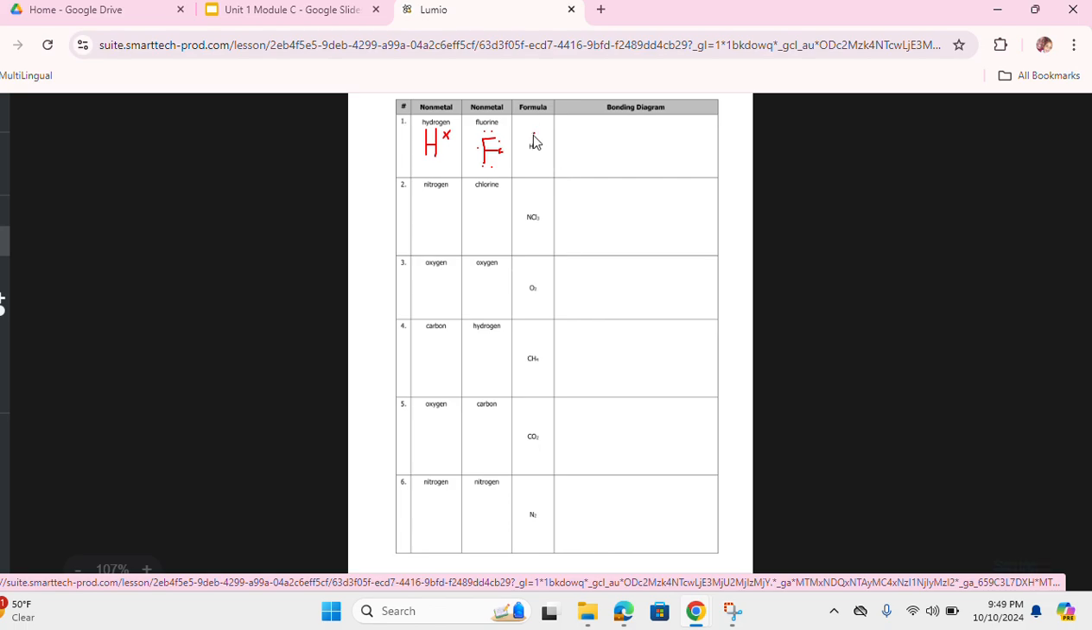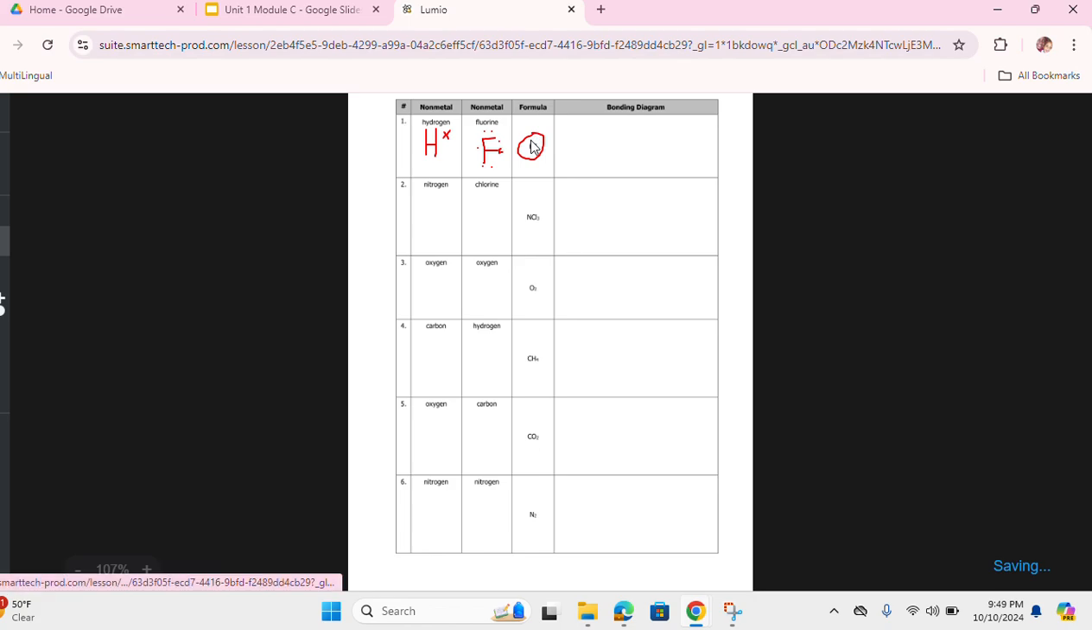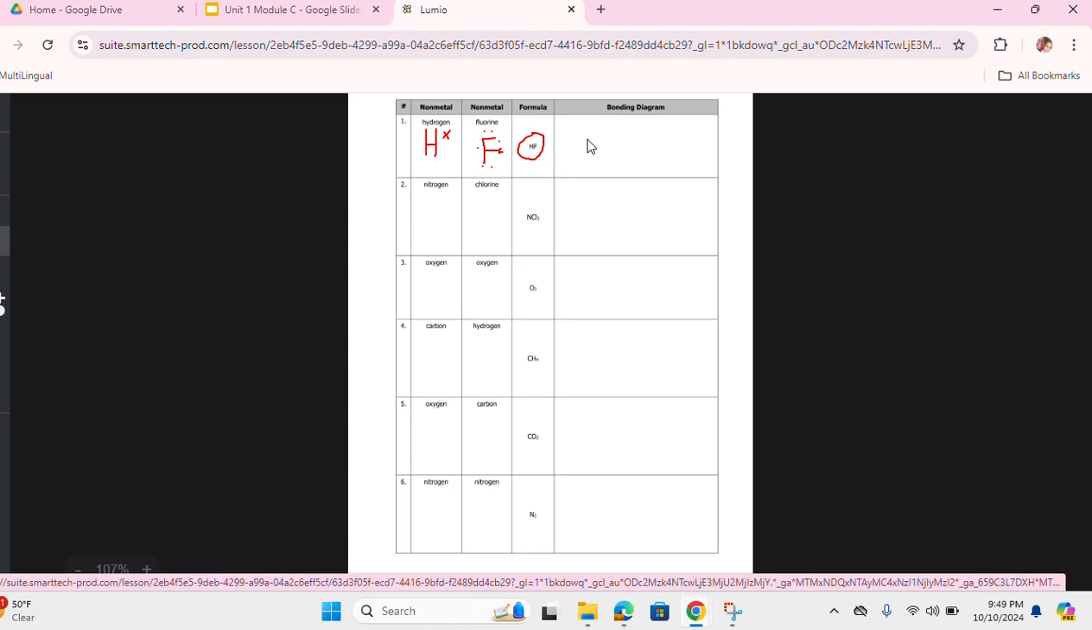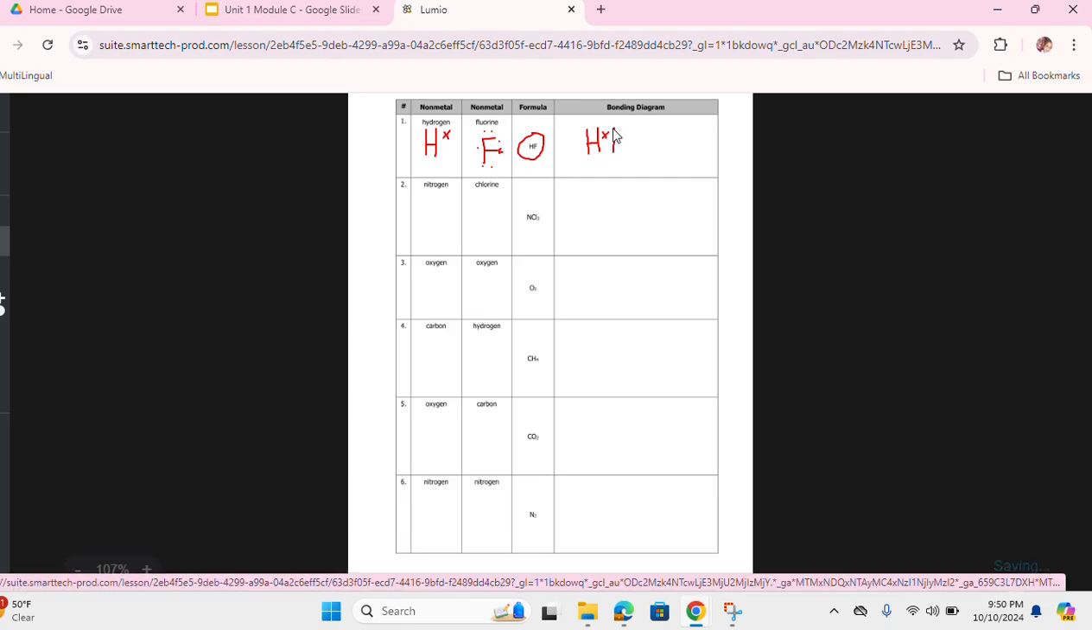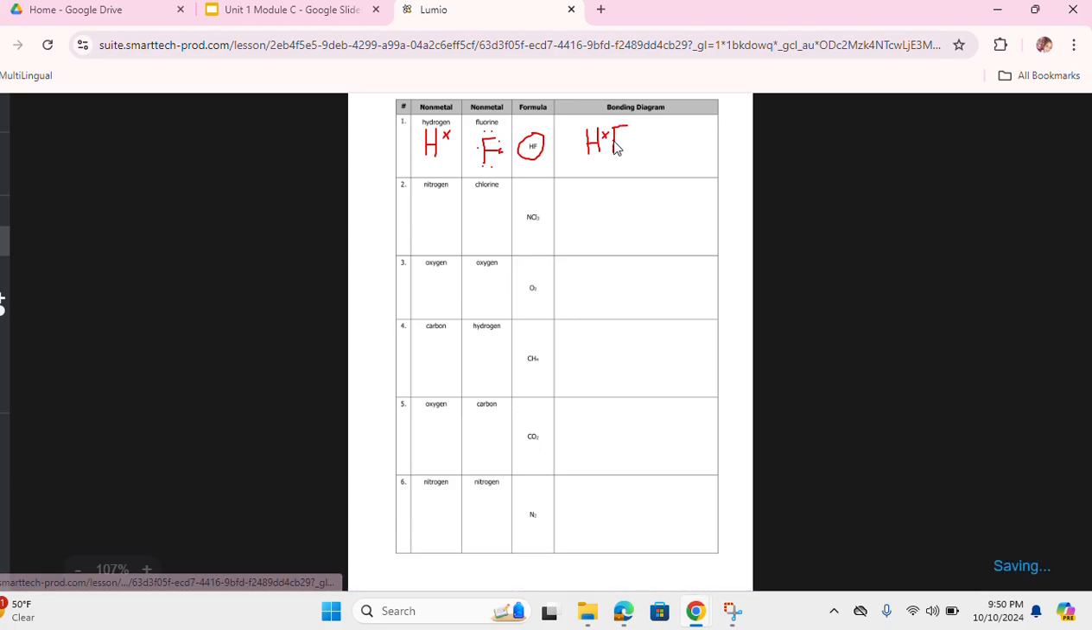So now I want to show that 1 hydrogen is sharing its electron with 1 fluorine. I draw the H with an X. Then I draw my fluorine with its dots. 1, 2, 3, 4, 5, 6, 7.